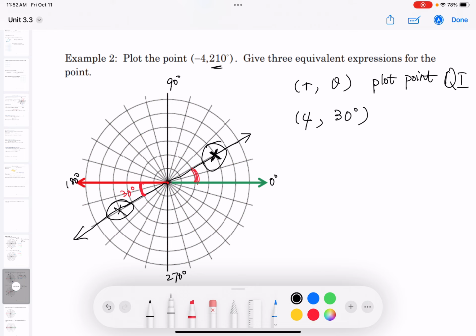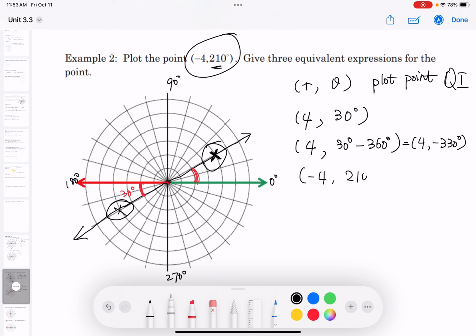Okay, how about the point in the first quadrant? Find the coterminal angle of this 30 degrees. Coterminal angles have the same r, radius 4, and based on the 30 degrees, I can do a clockwise rotation, minus 360. You can also plus 360. The second point is (4, -330 degrees). And then another point is given, which is (-4, 210 degrees).